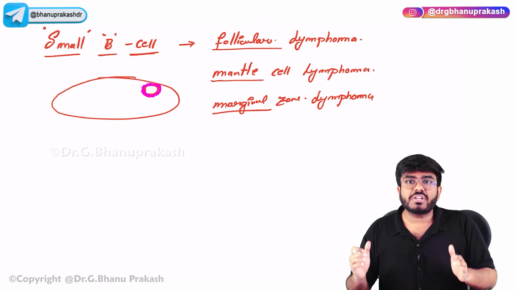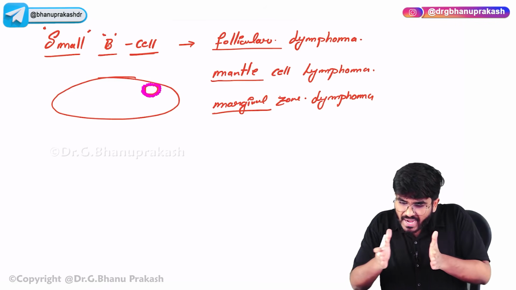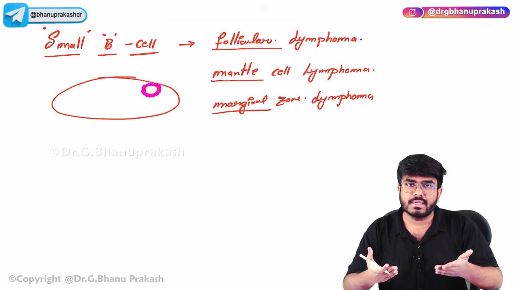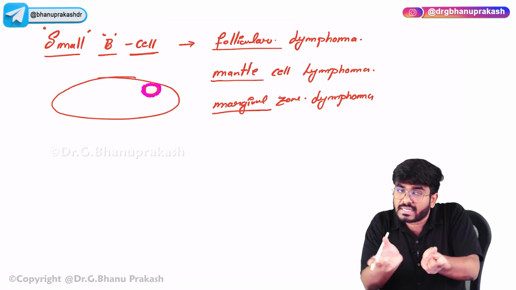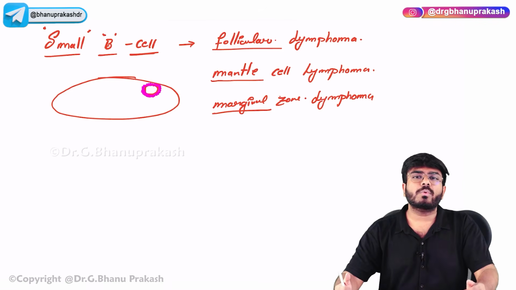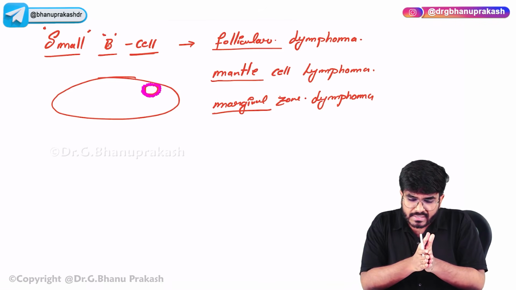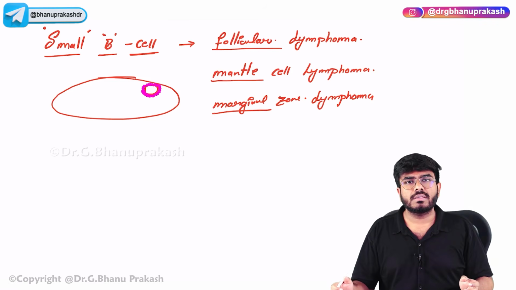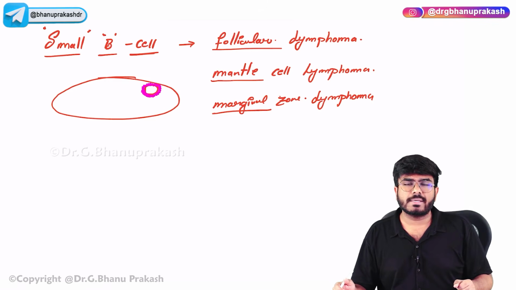Now, if there is expansion of the mantle because of the neoplastic proliferation of the small B cells, the small B cells present in the mantle region are neoplastically proliferating, making the mantle zone expand. That is going to cause a lymphadenopathy, non-Hodgkin's lymphoma, as simple as that.